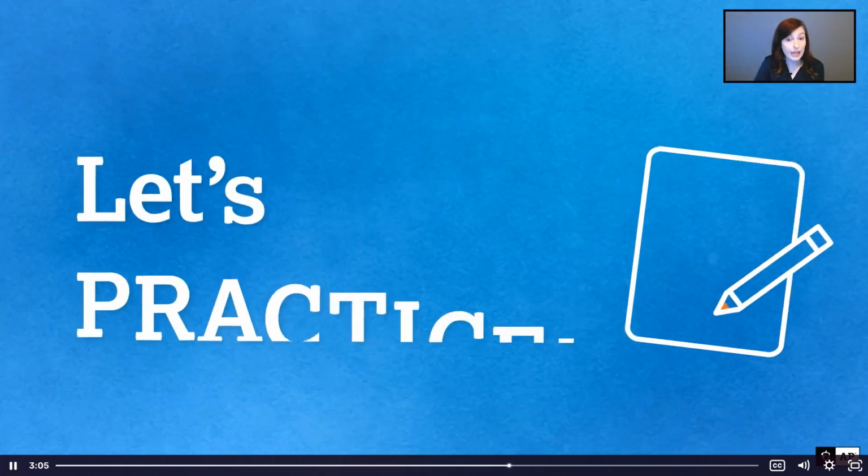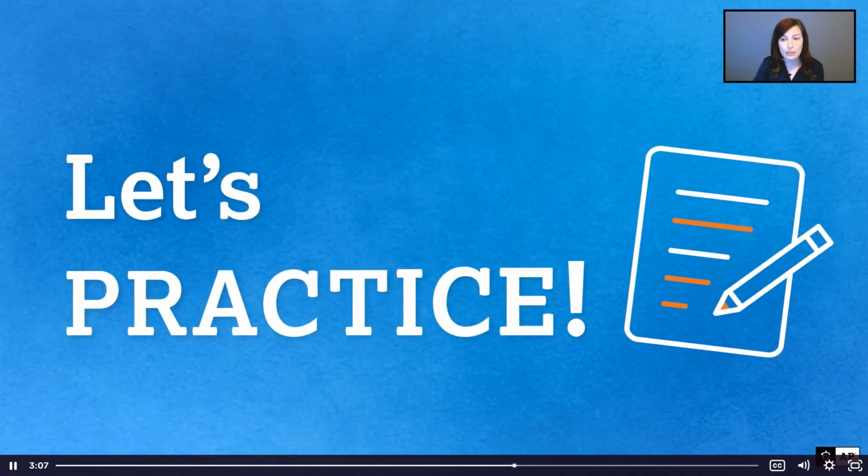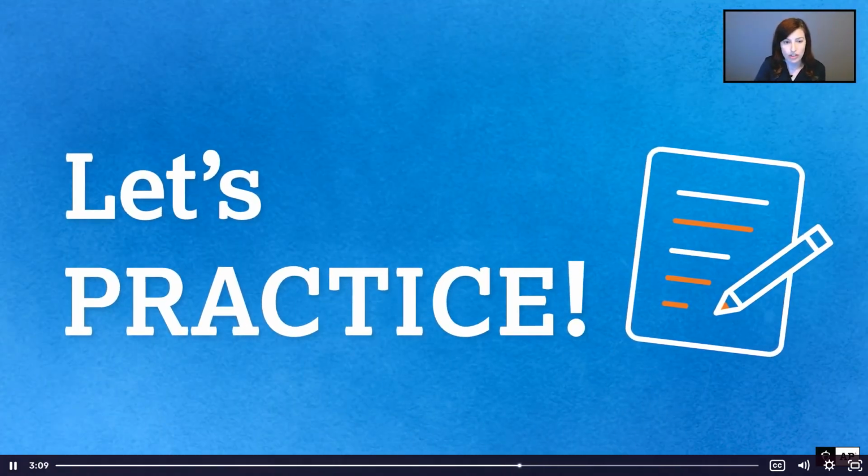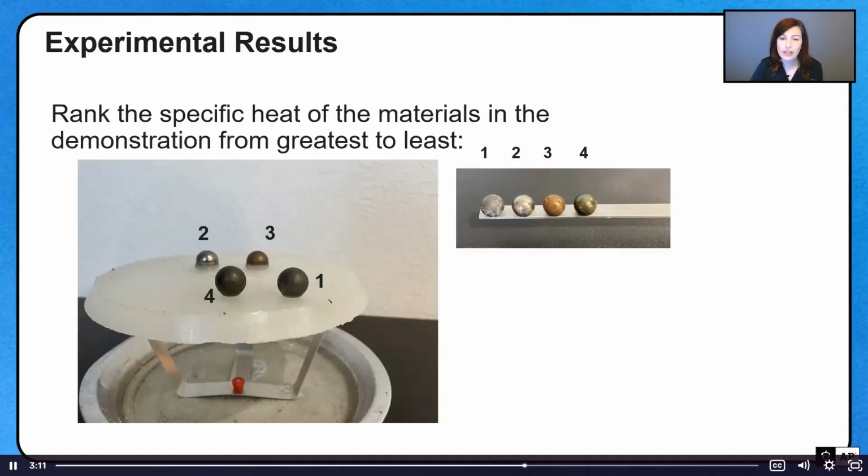So let's see if we can apply what we just learned to compare the specific heats of the materials in the demonstration. I want you to pause and rank the specific heats of the materials from greatest to least. So pause real quick and see if you can come up with a ranking and a reason.